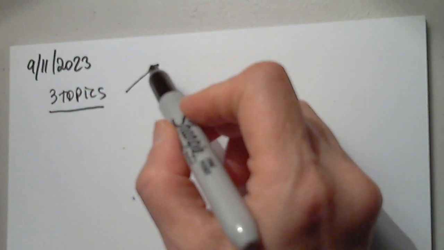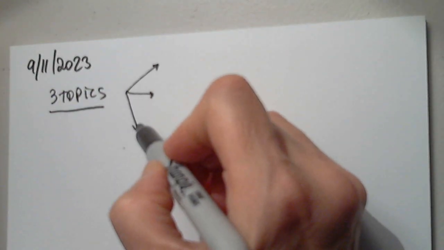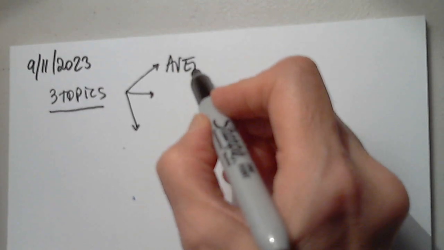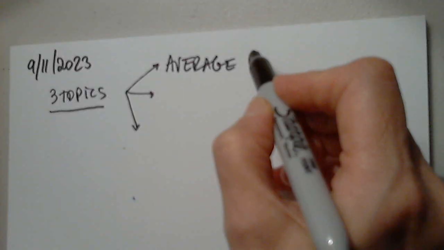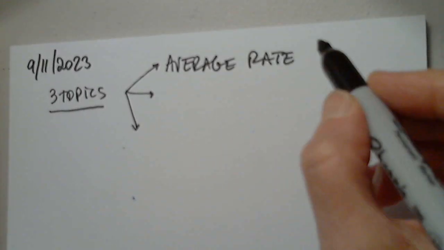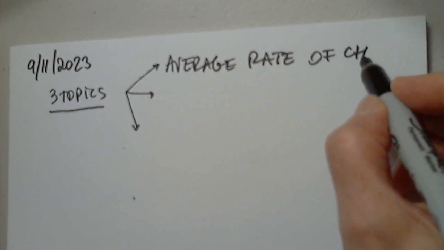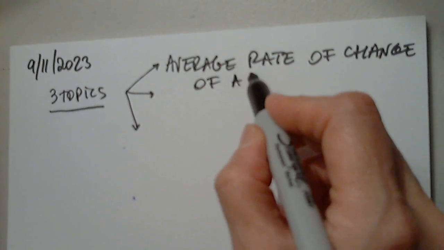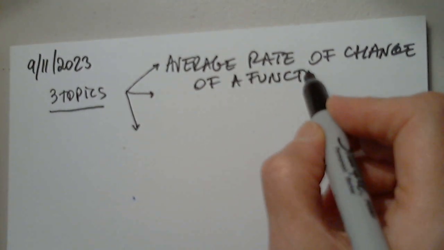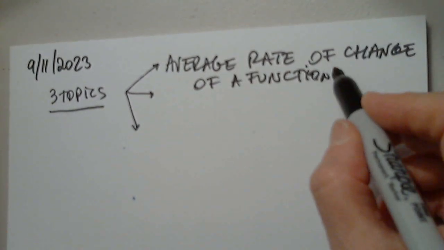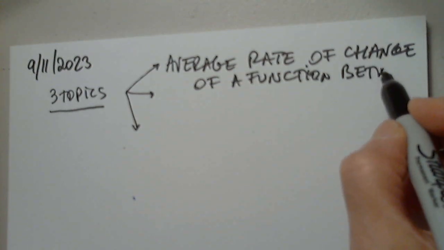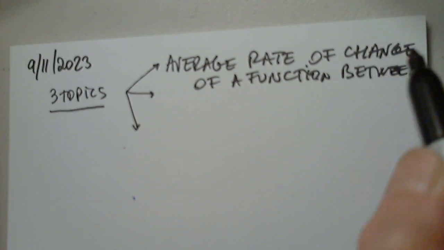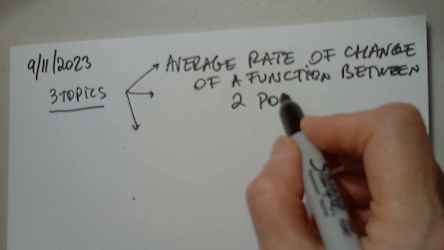So I want 3 things to look at. One is the average rate of change of a function between 2 points.